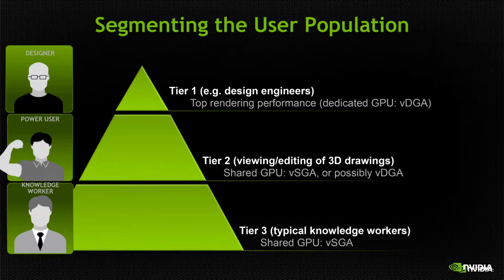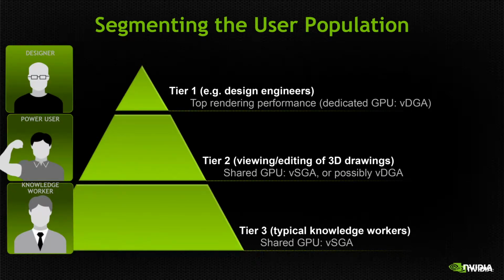Next, on the second tier, the power user, depending on the application, those could be served either by VDGA or VSGA, and that's dependent on the application and the type of operations your users are going to be performing. Now, the third tier, the knowledge worker, this is an area that is highly targetable for VSGA, and primarily this is what I'm going to be talking about today.